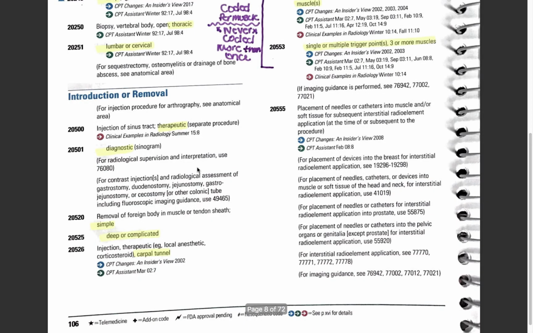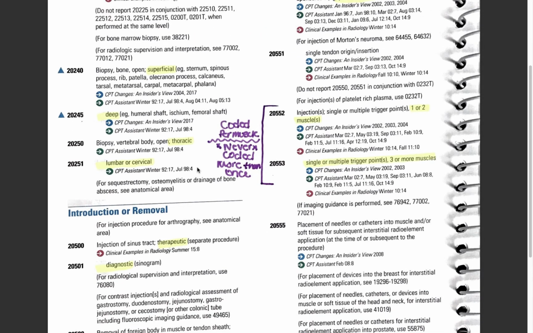Some injection codes I really want you to look at are on the previous page, 20552 and 20553. These are trigger point injections. Trigger point injections are injections into your muscle. You commonly get them when you're having muscle spasms. 20552 is coded based on the number of muscles injected, not the number of times the patient was injected.